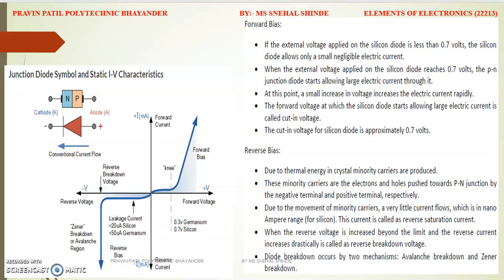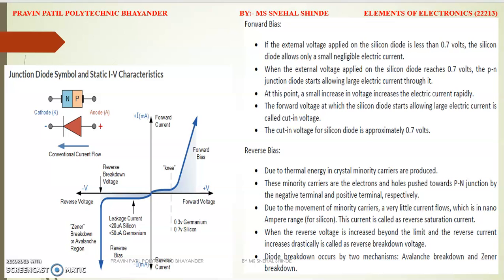The graph is plotted between the anode to cathode forward voltage VF versus the forward current through the diode IF, and the reverse characteristics are plotted between the reverse voltage VR versus the reverse current IS. So this is the characteristics.